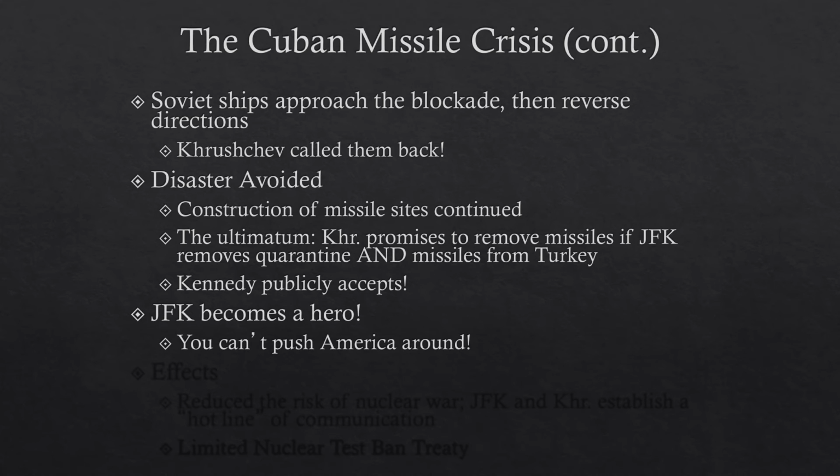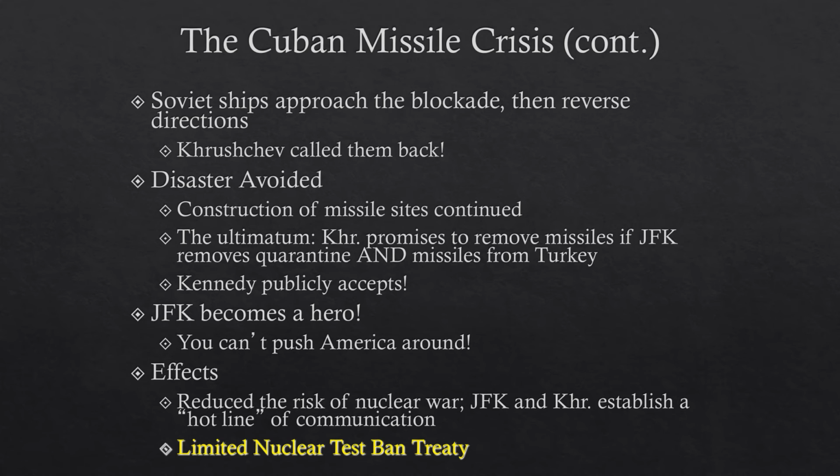Khrushchev will take away some missiles if Kennedy takes away his missiles, and Kennedy publicly accepts. JFK has redeemed himself in Cuba and basically becomes an international hero, showing that we can stand up to Khrushchev, we can stand up to the Soviet Union, and we can avoid a war. Some very positive effects that came out of the Cuban Missile Crisis.